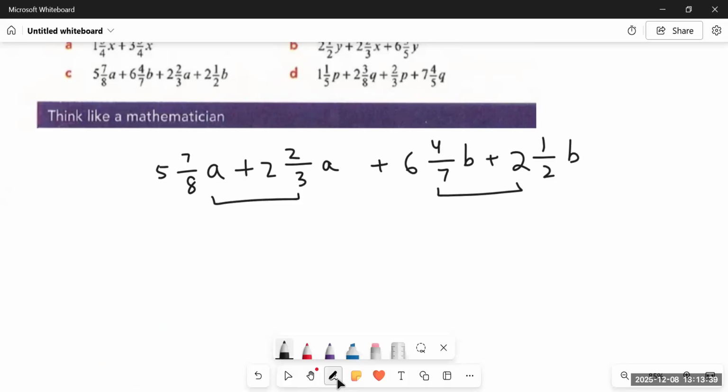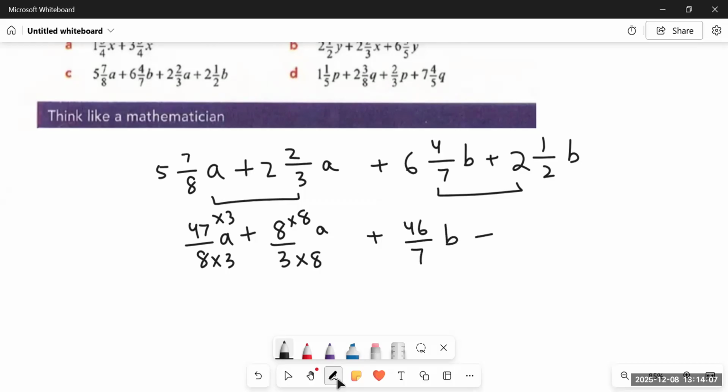So it would become 5 8s are 40, 47 over 8a plus 2 3s are 6, 8 over 3a. Now I will multiply 3 with 8 and 8 with 8 here, 8 with 3 and 47 with 3 here. Okay, now here we have 6 sevens are 42. 42 plus 4 is 46 over 7b plus 2 twos are 4, 5 over 2b. Same thing here, 2 sevens are 14, 5 sevens are 35, 7 twos are 14 and 46 twos are 92.